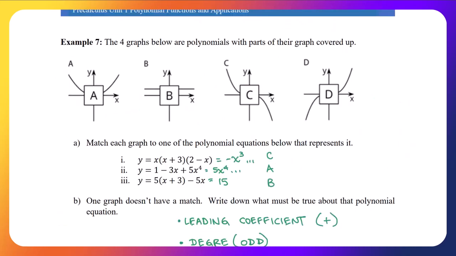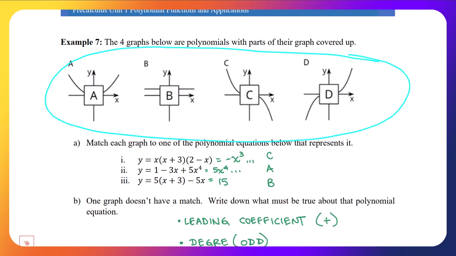So for example 7, we have some mystery graphs. And we look at little Roman numeral 1. If we were to multiply it out, we're going to get negative x cubed and some other stuff. Well, third degree means the ends are opposite. So it could be C or it could be D. But since the leading coefficient is negative, the right hand goes down and the left hand goes up. And that's C.